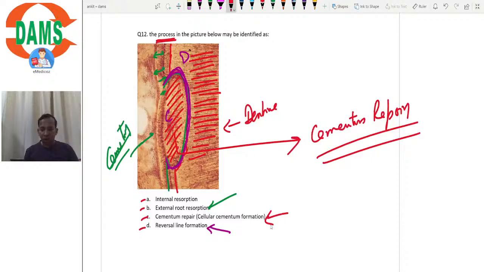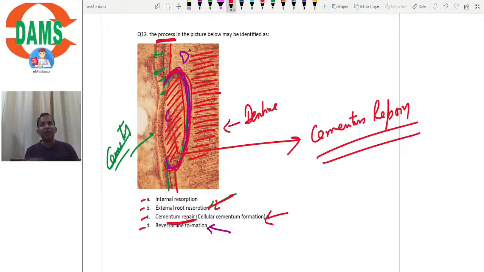सबसे पहले तो क्या हुआ होगा? External root resorption हुई होगी, isn't it? Resorption would have taken place, and because of this resorption, the demarcation which separates the resorbed lacunae from the dentine, that is called the reversal line formation. So it has formed as a result of external resorption. And to counter this, or to heal this resorption, cementum deposition has taken place. So the latest phenomenon that has occurred is the cementum repair.